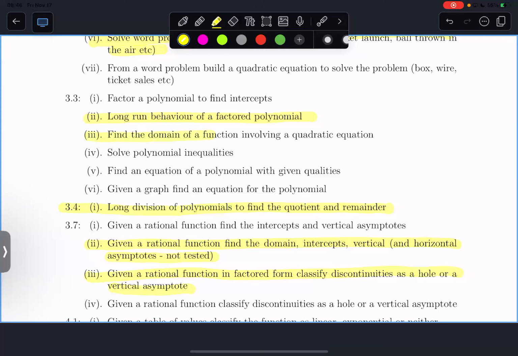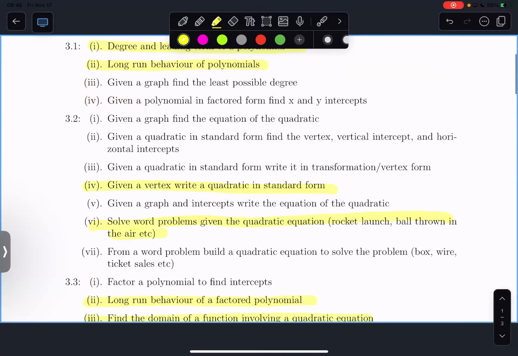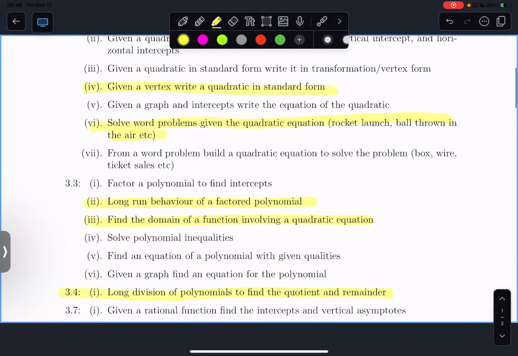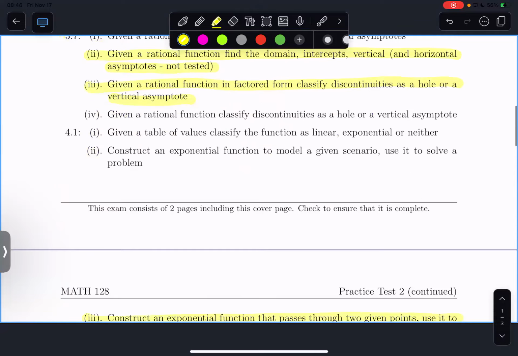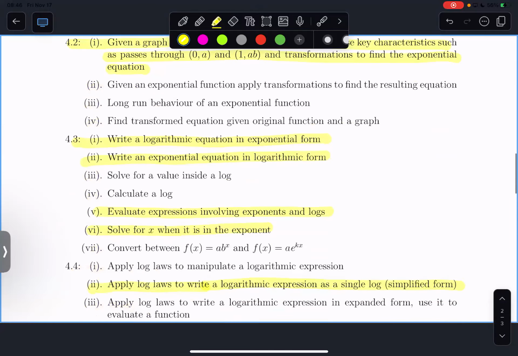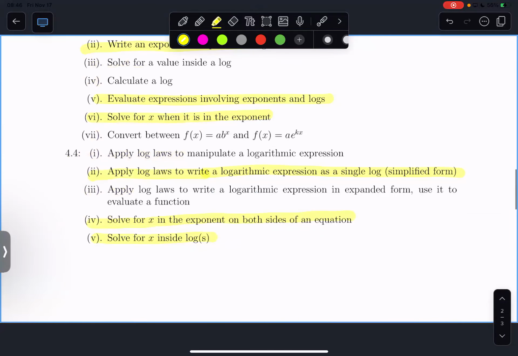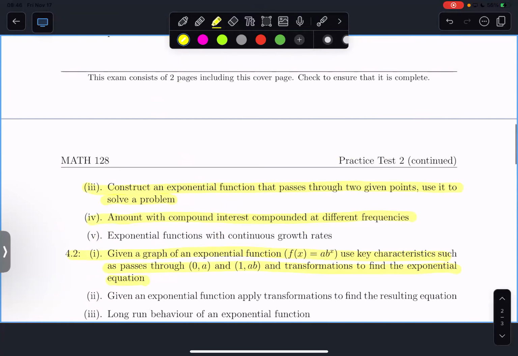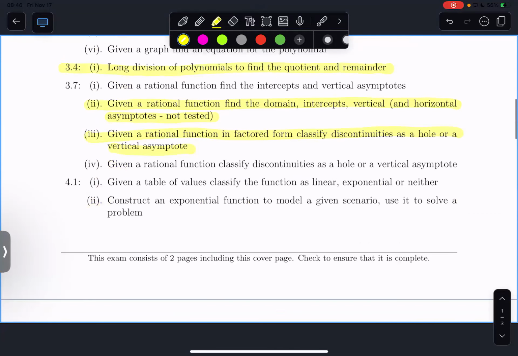How about we throw in the domain of a function involving a quadratic equation? Oh. Where are we at now? 1, 2, 3, 4, 5, 6, 7, 8, 9, 10, 11, 12, 13, 14, 15, 16, 17, 18, 19. Where are we looking a little light?